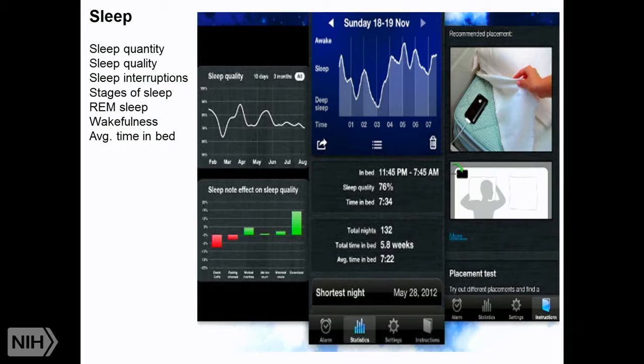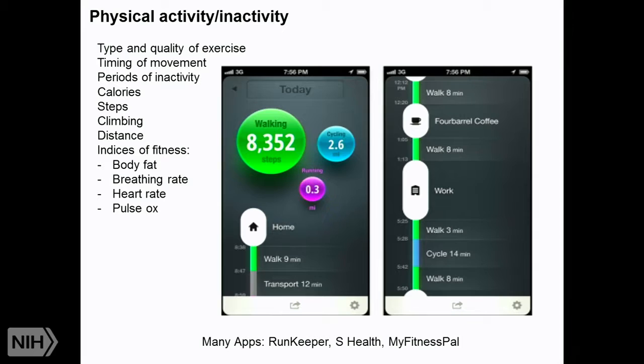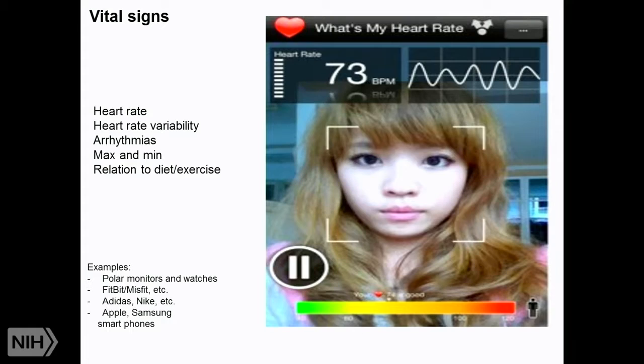So sleep, many of you have a Fitbit or some other kind of watch. Using your Fitbit, you can precisely quantitate the stages of sleep, REM sleep and non-REM sleep, extremely important. Sleep is related to obesity. In data from NHANES, this is our published work, if you sleep less than 6 hours per night, your rate of obesity goes up, your rate of diabetes goes up. Physical activity, likewise, can be tracked by actigraphy. Vital signs, very important. I don't have time to go into it.